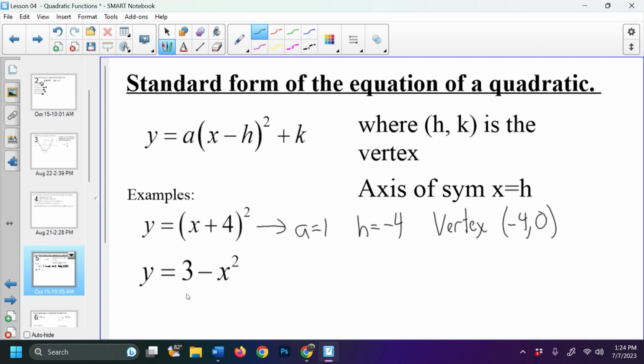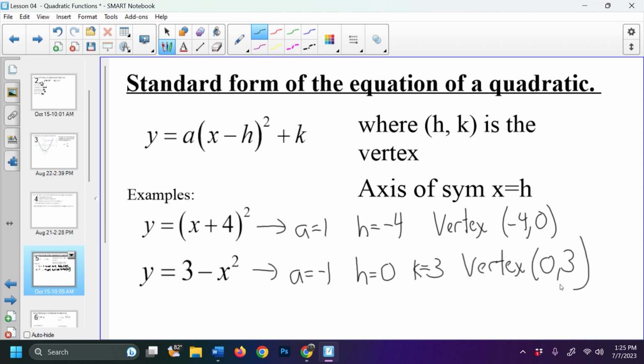All right, this one here is both in standard form and it is in general form. It's just not written in descending order. In this particular instance, the value for a is negative 1. The value for h is going to be 0 because there is no operation inside parentheses. k in this case is going to be 3, and so our vertex will be at 0, 3.